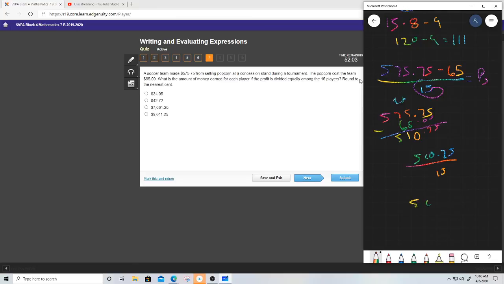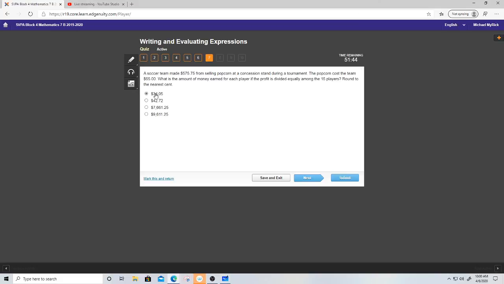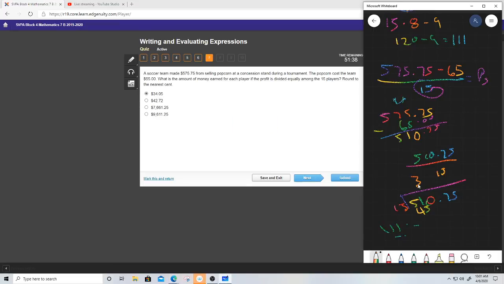So 510.75 divided by 15, so 3. And hold on, alert. I don't have to do anything else because my answer starts with 3. Just to show you again, my answer starts with 3. The only answer over here that starts with 3 is this one.